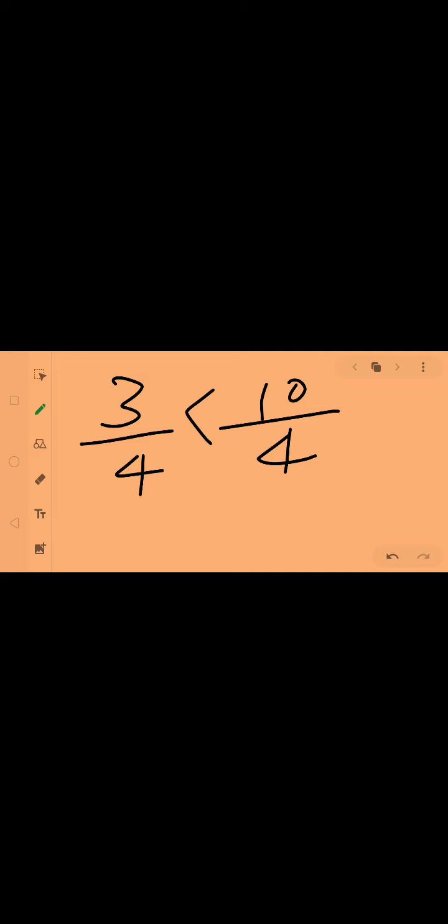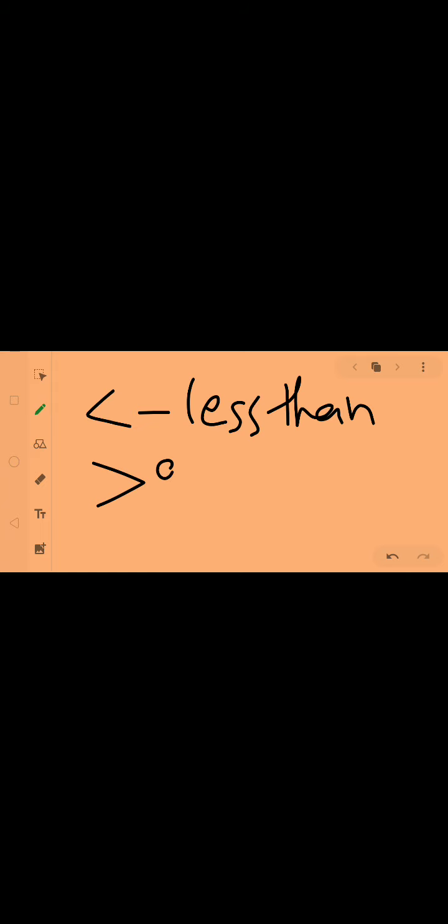Then I think there are some confusions regarding the greater than symbol and the less than symbol. So let's see that. I think you know the names of the symbols. The first symbol is the less than symbol, and the second symbol stands for the greater than symbol.